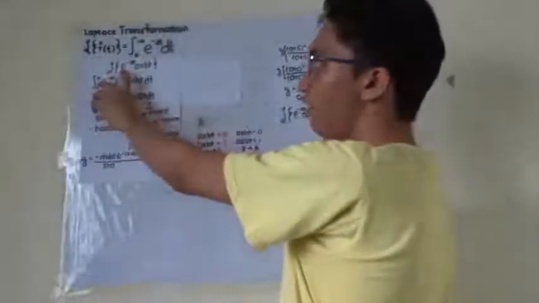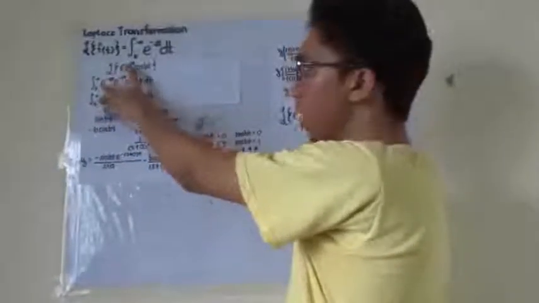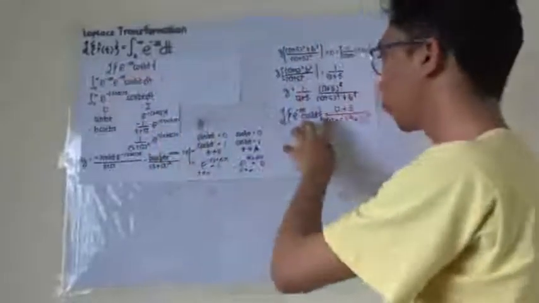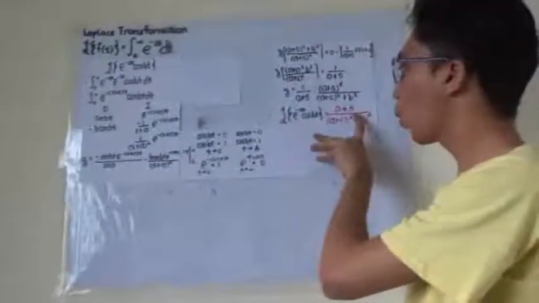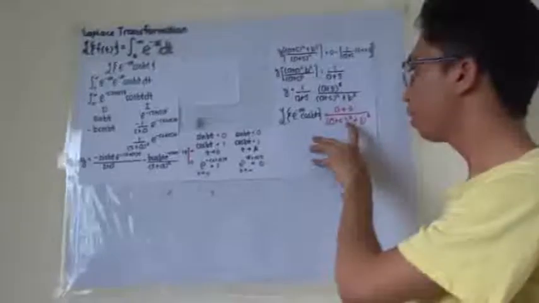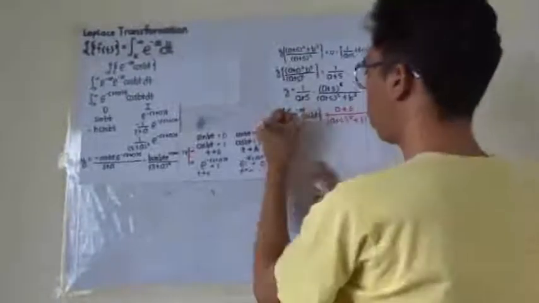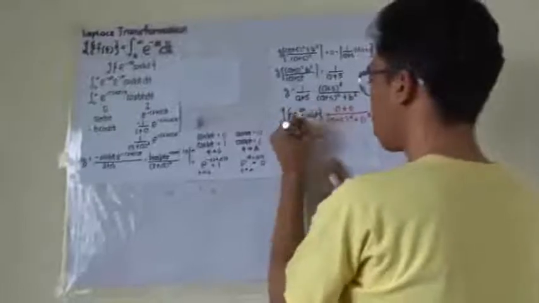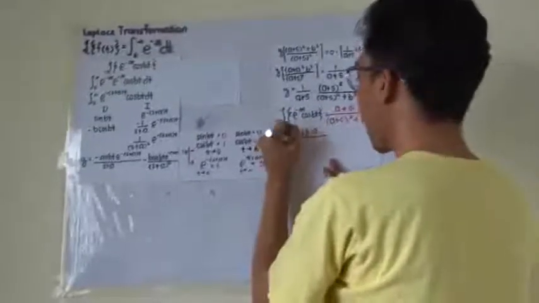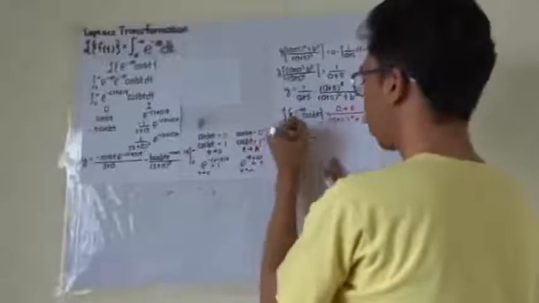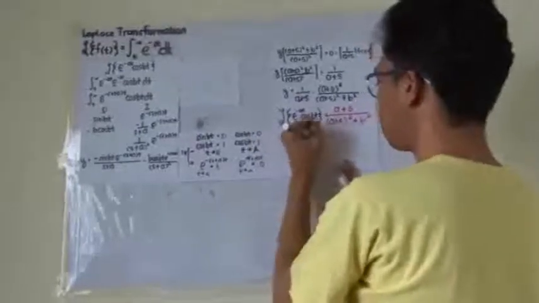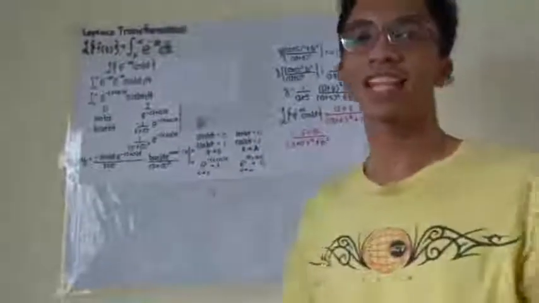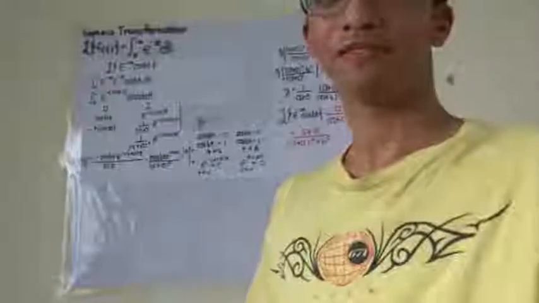And so we have the Laplace transform of e raised to negative at times cosine bt is equal to a plus s over a plus s squared plus b squared, or simply equal to s plus a over s plus a squared plus b squared. And that is the Laplace transform of the function.